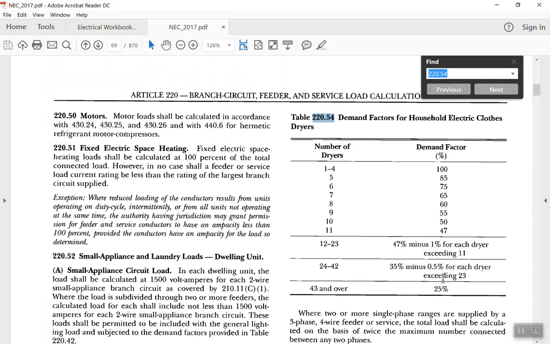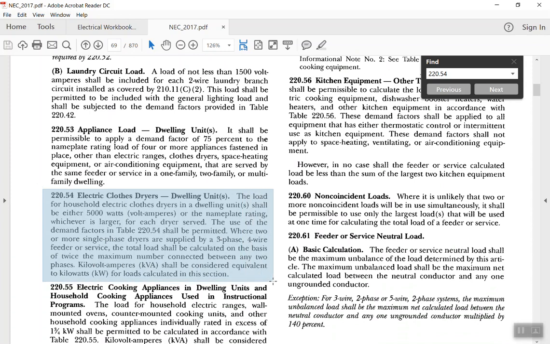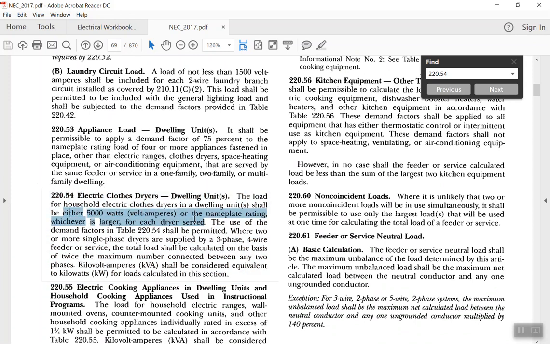There it is, electric clothes dryers. They like using this table. They like coming down over here, and you have to use these notes down over here to solve. But in this case, we really don't need the table. We just need to know the article over here, right? 220.54, that's 5,000 watts, or the nameplate rating, whichever is larger.